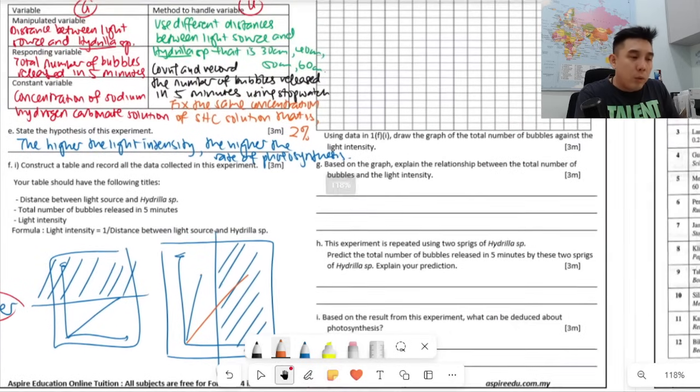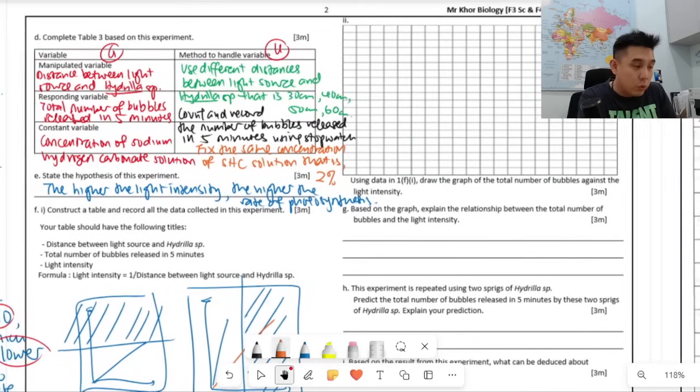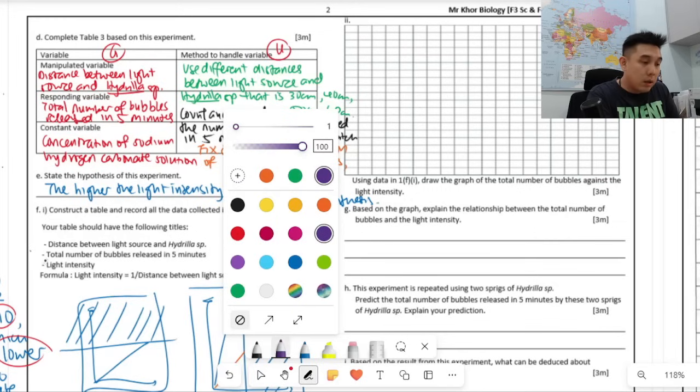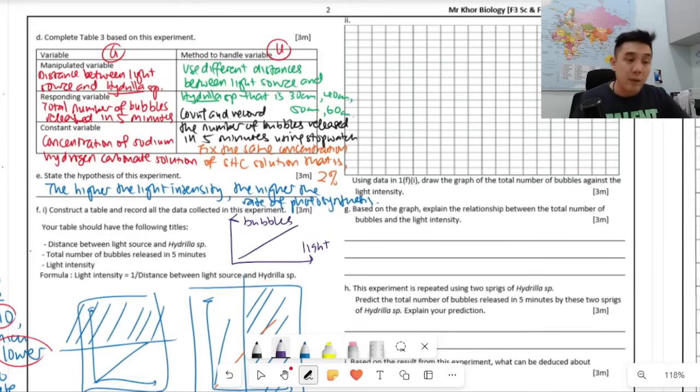But looking at the graph, what would you expect the type of graph to be here? Because they ask you to draw a graph whereby they want you to plot total number of air bubbles against light intensity. So the light intensity is here, then number of air bubbles is here. So understood, you will get something like this, increasing.